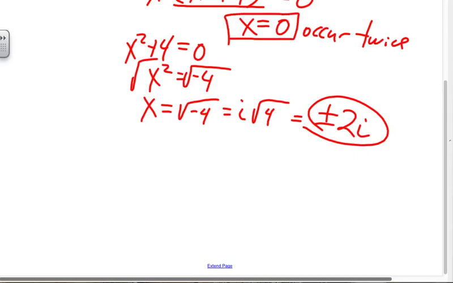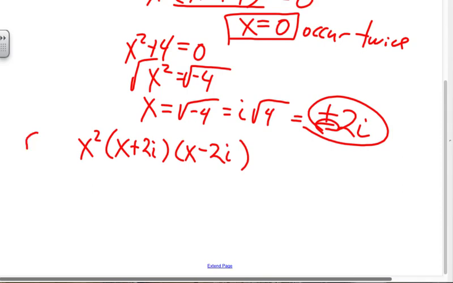So there are my other two roots, plus or minus 2i, and then I have x equals 0, and it occurs twice. So to write this in factored form, I'm going to write this as x squared, and then I'm going to have x plus 2i, which is from the minus 2i, and x minus 2i. And that's the factored form of this polynomial. Let's work another one.